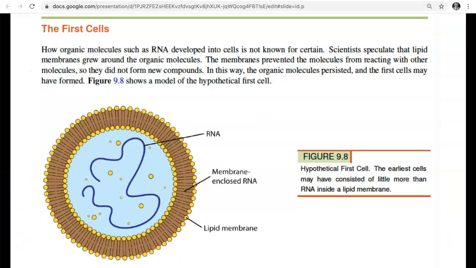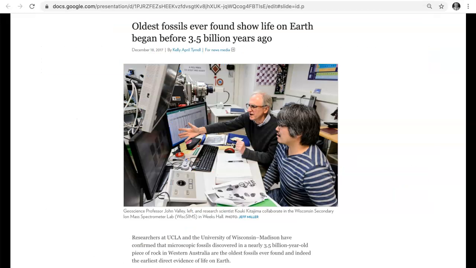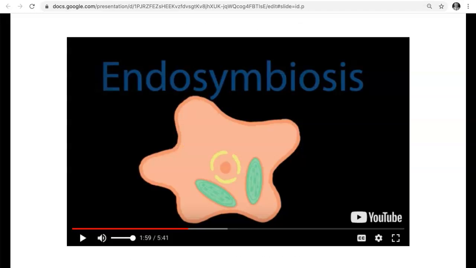Next in your text, they talk about the first cells and how the first cells probably had RNA in them and not DNA. It's the hypothetical first cell, because remember, we're talking about very, very small fossils, and we have to hypothesize what was in them. Here's an article about the oldest fossils ever found on Earth, which was about 3.5 billion years ago, so 3,500 million years ago.